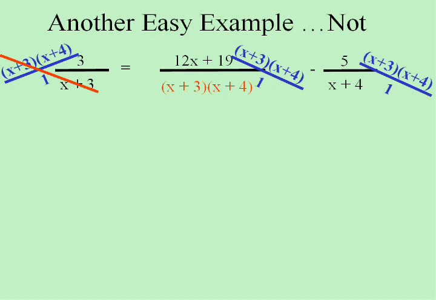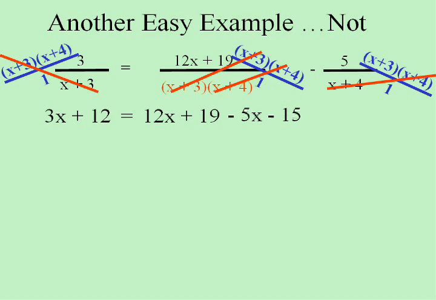The x plus 3's cancel here, and I have to distribute the 3 to the x plus 4, and I get a non-fractional 3x plus 12. In this case, it looked tough, but everything cancels, and nicely I get 12x plus 19. And finally, in this one, the x plus 4 cancels. Now be careful, that's a negative 5 times x plus 3. So I'm going to get negative 5x and negative 15, aren't I? Because negative 5 times 3.